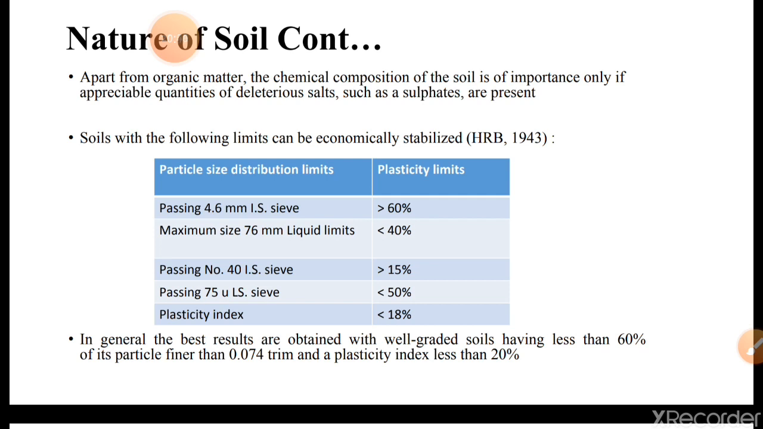In general, the best results are obtained with well-graded soils having less than 60% of its particles finer than 0.075 mm and a plasticity index less than 20%. This is the general criteria. The soil should be well-graded, should have less than 60% of its particles finer than 75 microns, and plasticity index should be less than 20%. So in this case, we can get better results when we mix soil with this cement.